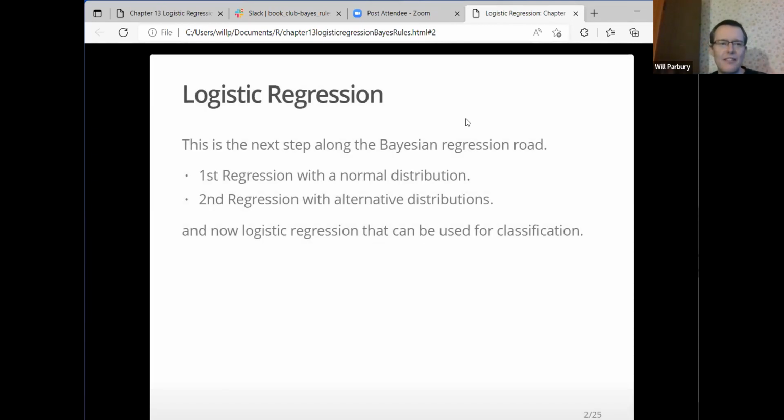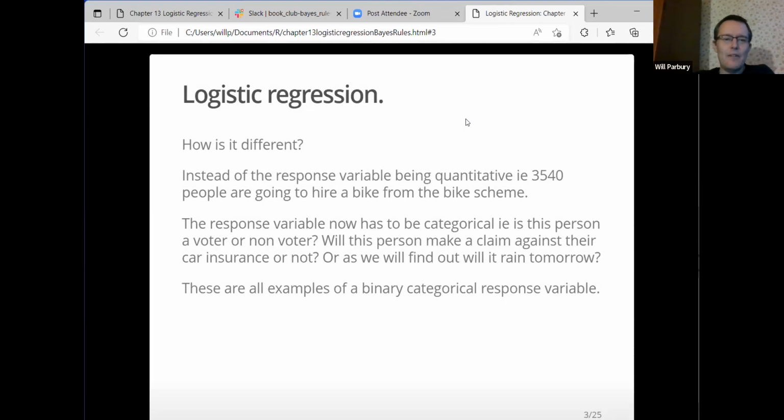So the talk this week is on logistic regression, chapter 13. It may not be the best chapter. It's quite like the stuff that we've had before. It's just another step along the road. Basically, we've had linear regression with a normal distribution, and then regression with alternative distributions, and now we've got logistic regression that can be used for classification, but it's basically the same stuff. Okay, but how is it different?